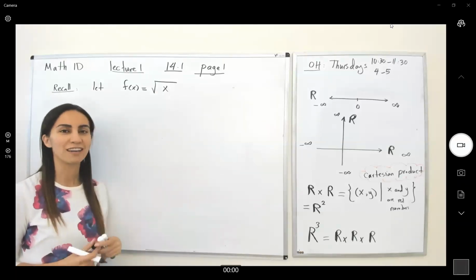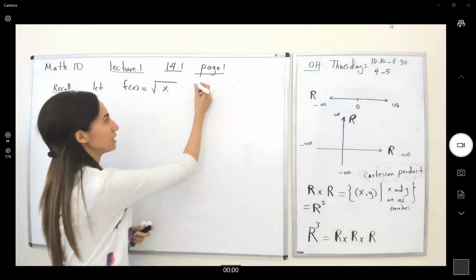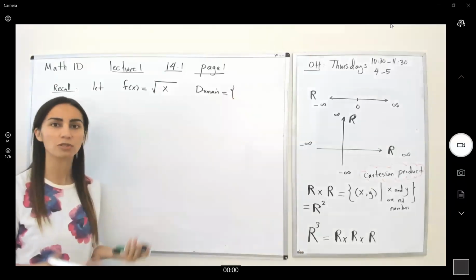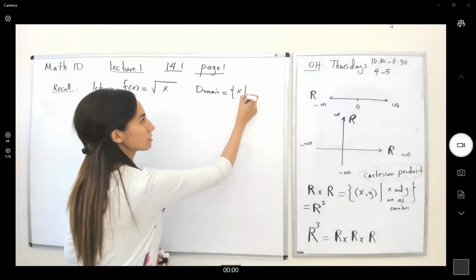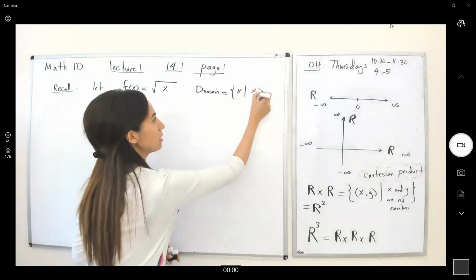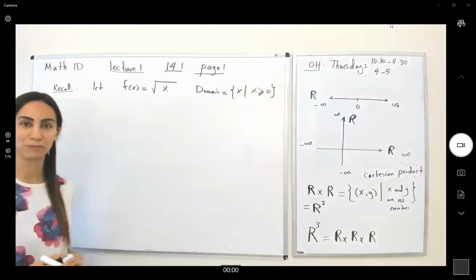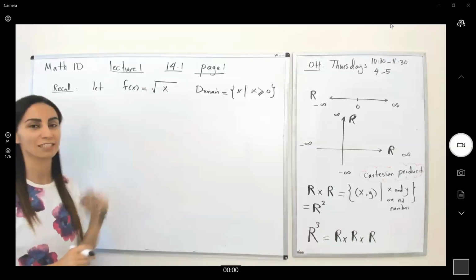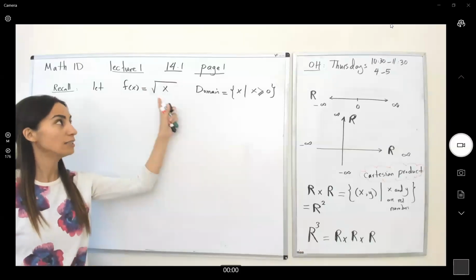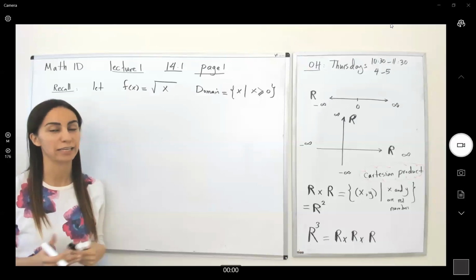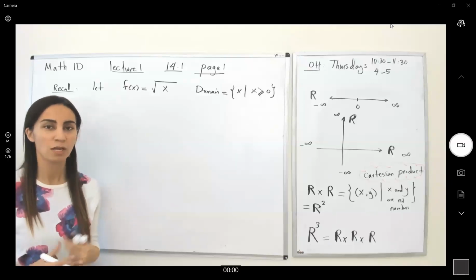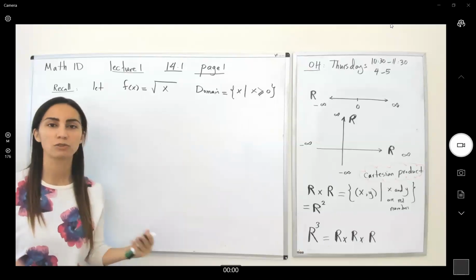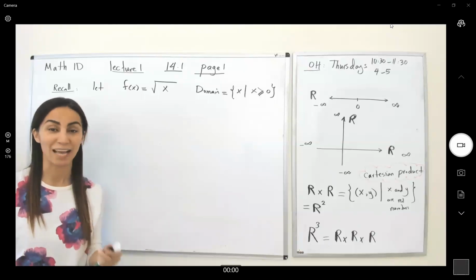Recall that for a square root function, the domain is equal to the set of all numbers x such that x is greater than or equal to 0. When you have even indices like 2, 4, 6, and so on, what is inside the radical can never be negative. It's either 0 or positive. So you can generalize the idea by forming a function in two variables and using the square root, the fourth root, the sixth root, and so on.